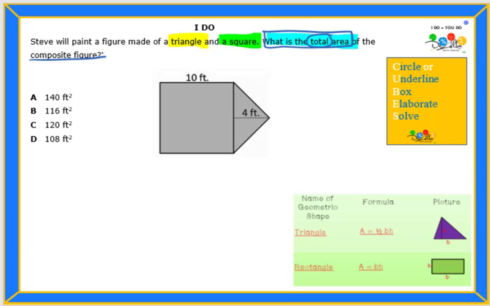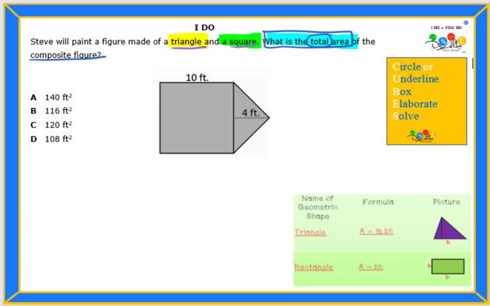And they gave us the two pieces. We have a triangle and we have a square. So the very first thing we're going to do is find the area of each separate piece of the composite figure. So we know we have a triangle, so I'm going to go ahead and look in my formula chart for the triangle area formula.